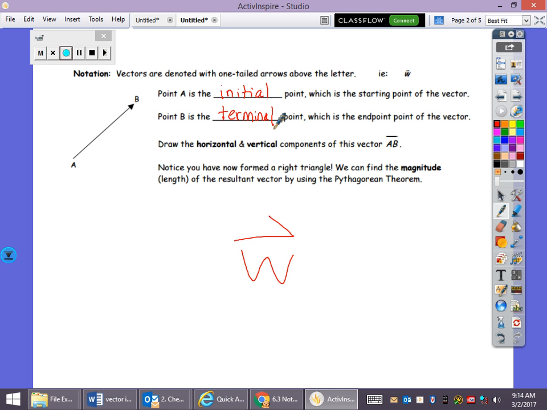Even though B does have an arrow on it, and typically you're taught that that means it continues on and on, we can get coordinates and do math with those coordinates. And that's what we're going to focus on today. So we have start A, initial, terminal B, and they want me to draw in the horizontal and vertical components.